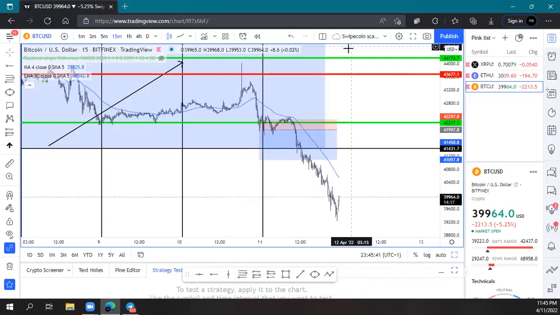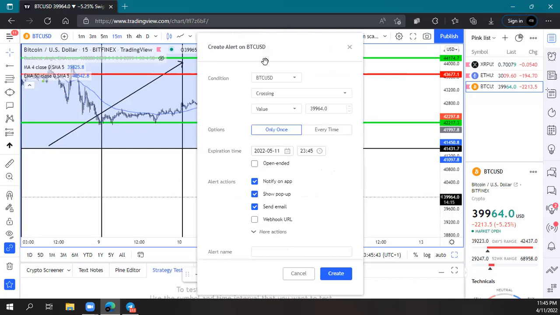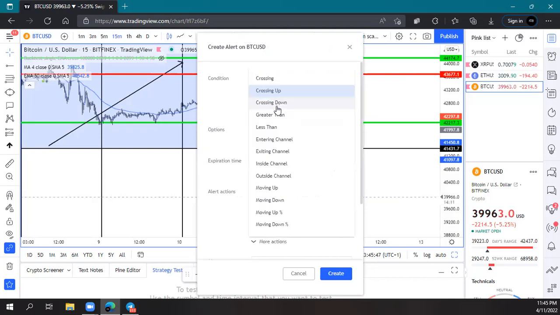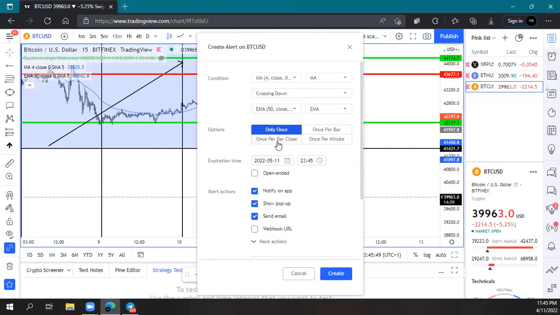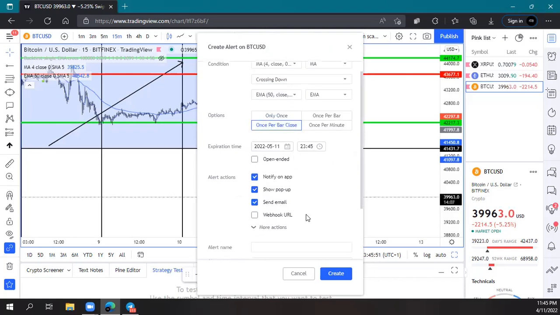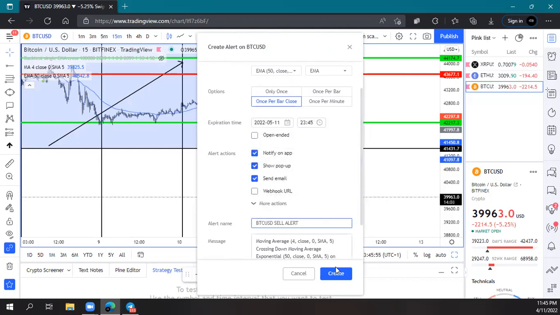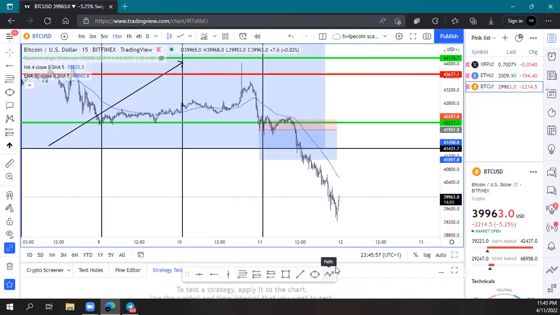Why is this thing hanging? Okay, just chill. So you do the sell equally, right? MA crossing down EMA, once per bar close. Then what you do is create a BTC sell alert. So whenever there's a potential sell for BTC, you're sniping it, and whenever there's a potential buy, you're sniping it.